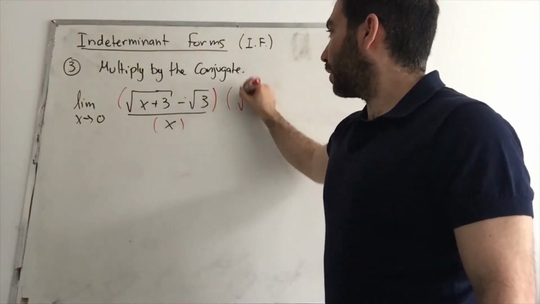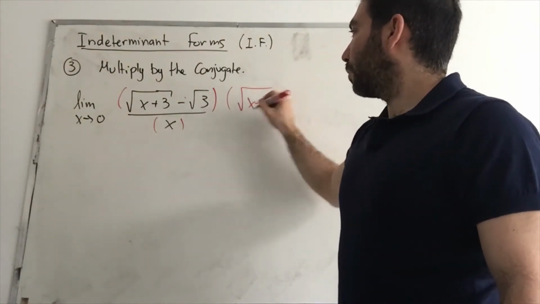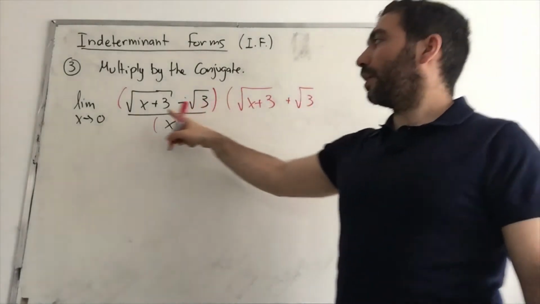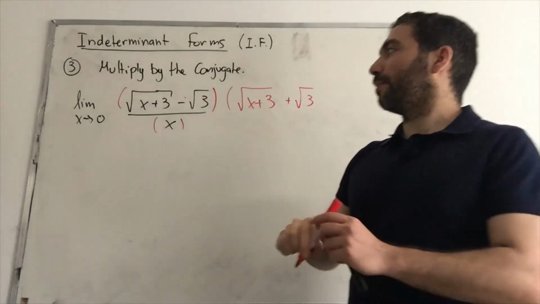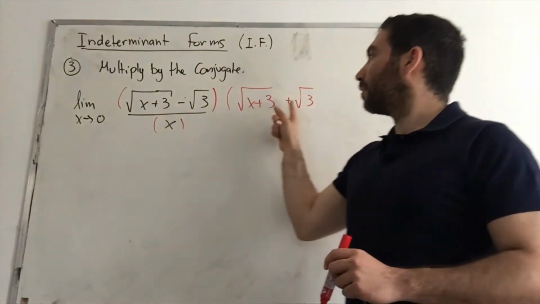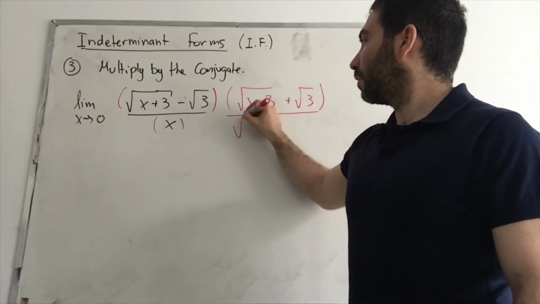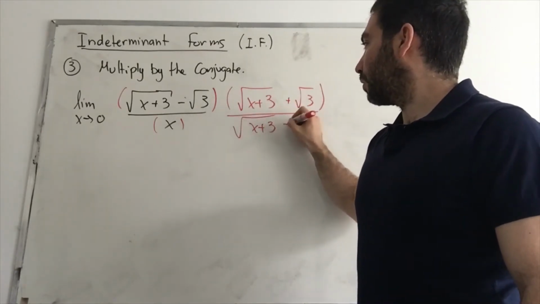So you're going to multiply by the square root of x plus 3, but instead of minus square root of 3, it's going to be plus square root of 3. So inside the root, the sign stays, but in between the two terms, you switch the sign. Okay. And you do that to the top and the bottom. Square root of x plus 3 plus square root of 3.